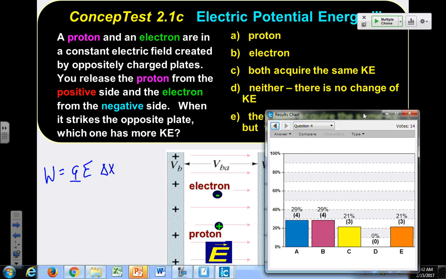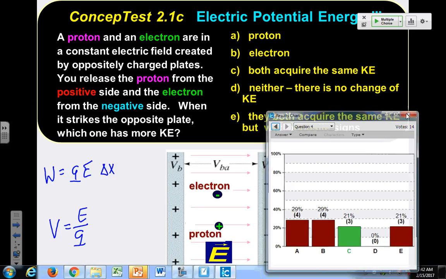We can also think of our basic idea of potential, that is energy per charge. Since they cross the same potential, when they go from one plate to the other, they both experience this potential difference of V_BA, the difference in potential between these two spots. And so if they experience the same potential and have the same charge, they're going to gain the same amount of energy. So both acquire the same amount of energy. Good job, the three of you.